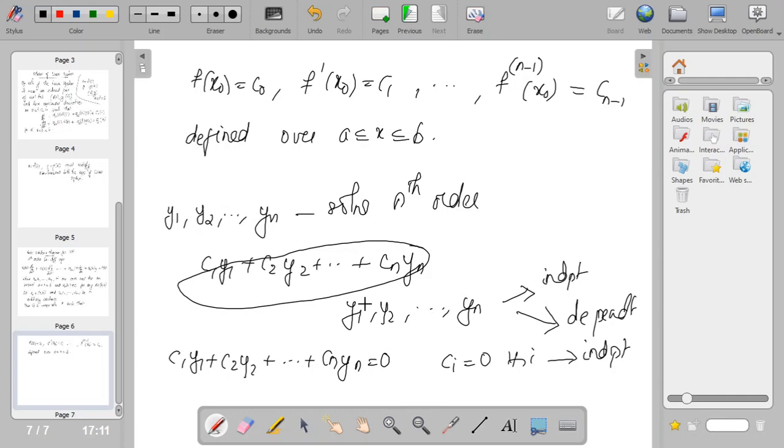So if you can find n linearly independent solutions y1, y2, ..., yn, this is the most general form of the solution of a homogeneous equation.